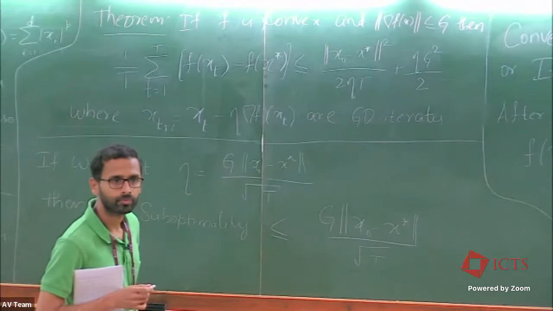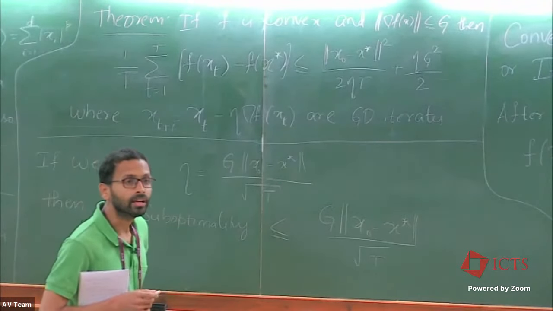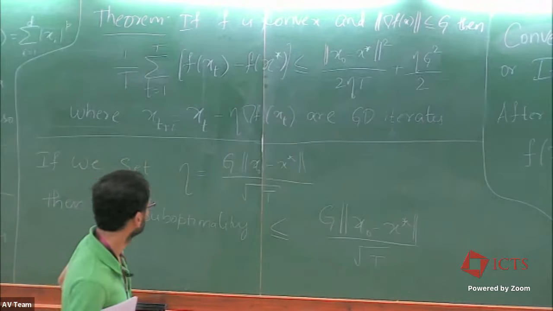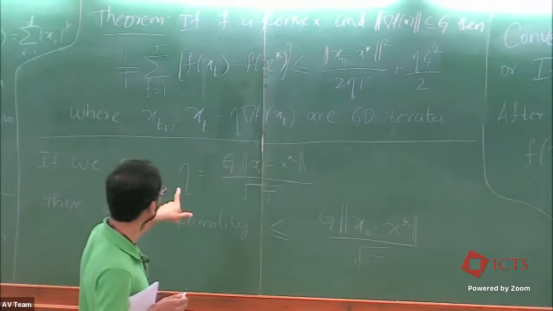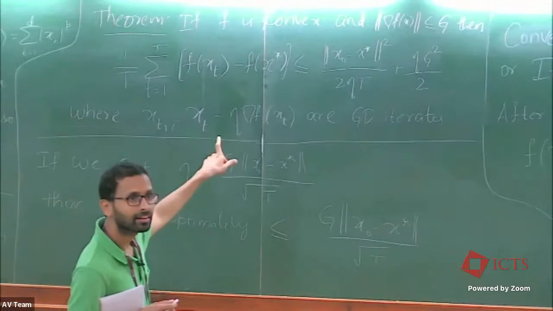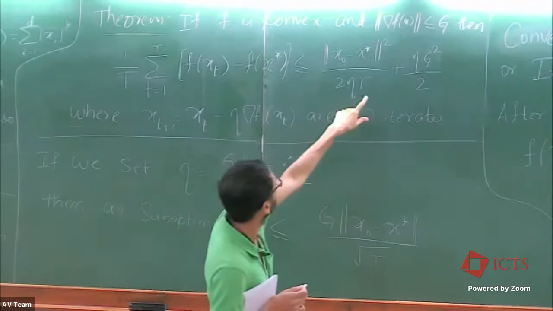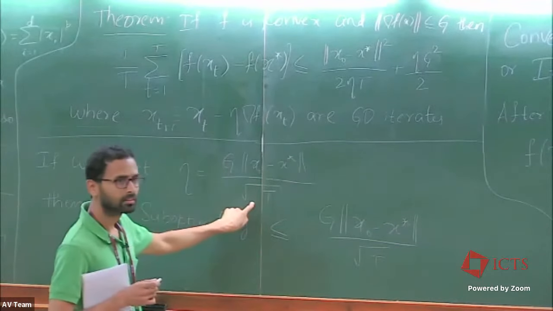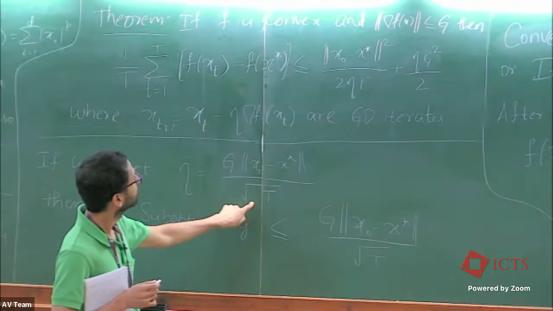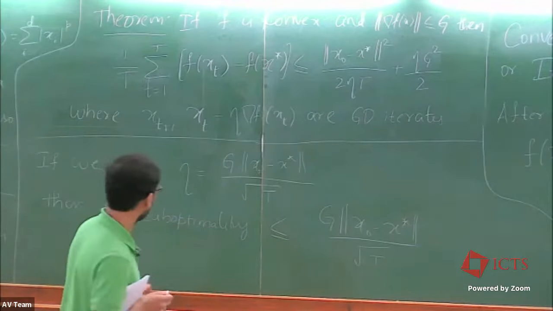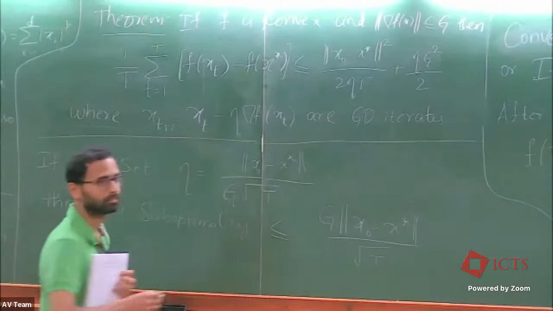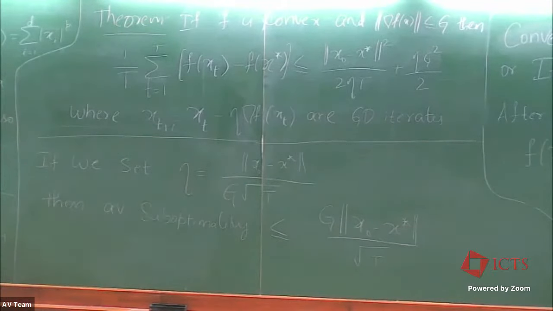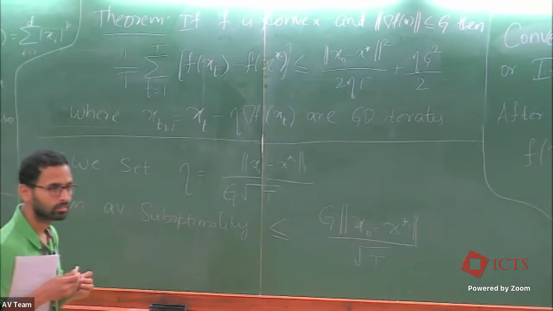That should be 1 over g, I think. In that expression, eta equal to, if we set, g should be in the denominator. Ah, okay, right. Sorry. Thanks for the catch.